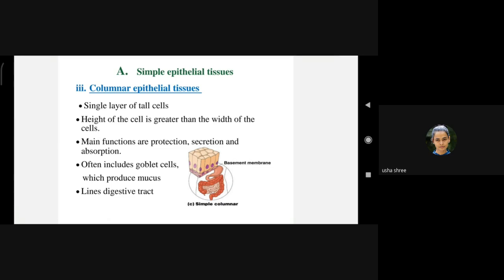Do you know what goblet cells are? Just put some common sense in your mind. If anybody is sincere and aware about the class, or what I am teaching, or what is there in the slide, then you can answer it.